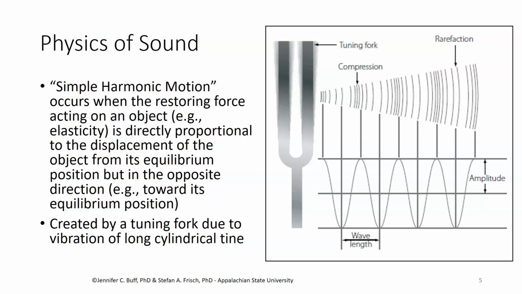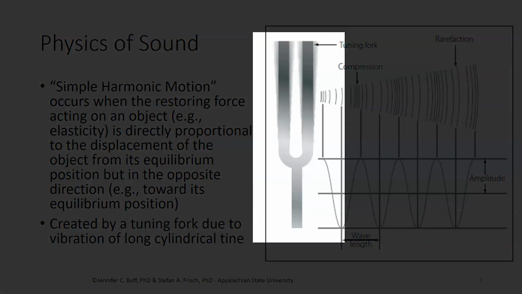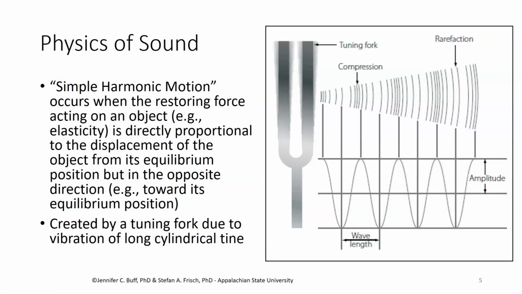You can get a sound based on simple harmonic motion out of something like a tuning fork, given the long tines that fork has on it. If you hit it against something so that it vibrates, that vibration will affect the air molecules around it, creating sound waves and cycles of compression and rarefaction.